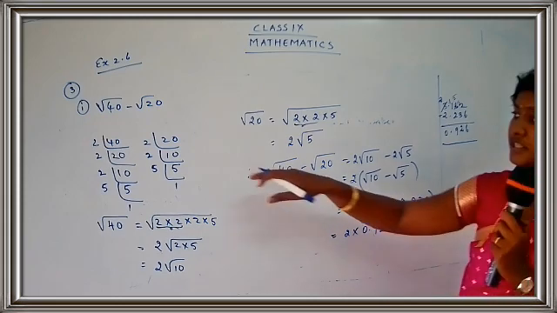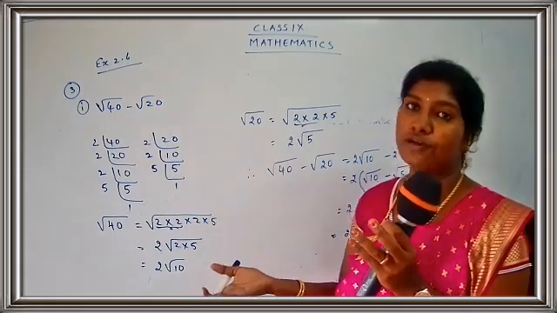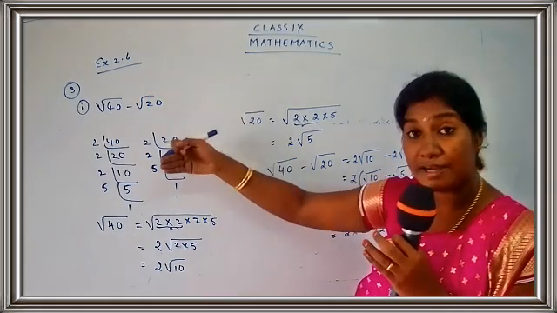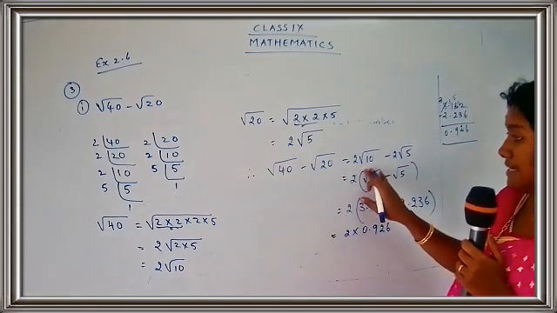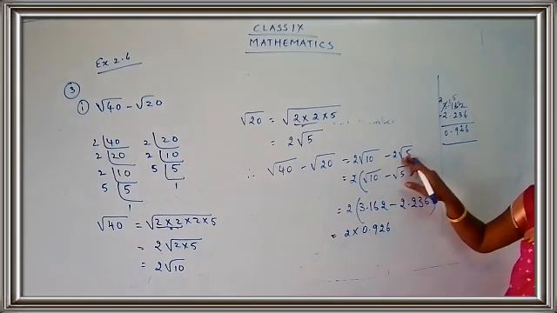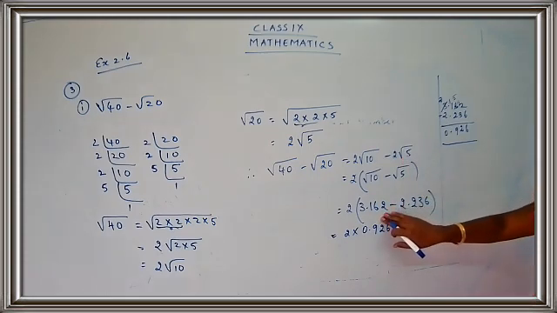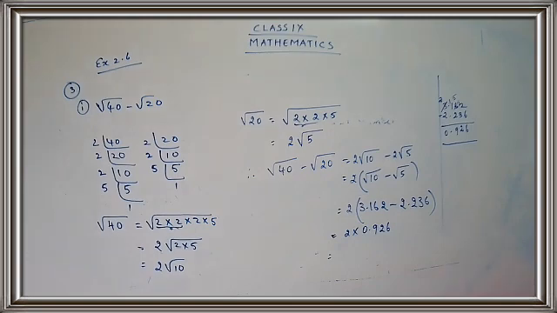So see, we started with root 40 and root 20, but we don't know the answers for it. Now what we have done, we have just simplified them. We have just reduced them further and we got the answers as 2 root 10 and 2 root 5, where some of the values were known to us. So we just substitute them and we got the answer. Now let's multiply these two values. Come on, multiply the numbers, children.